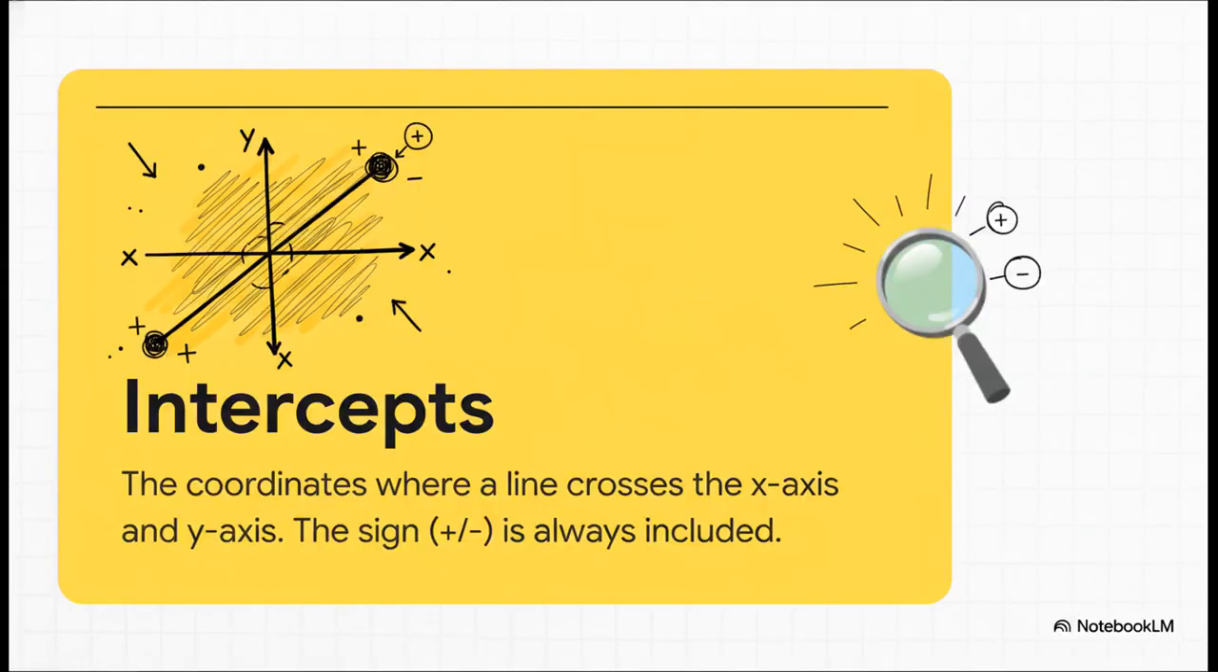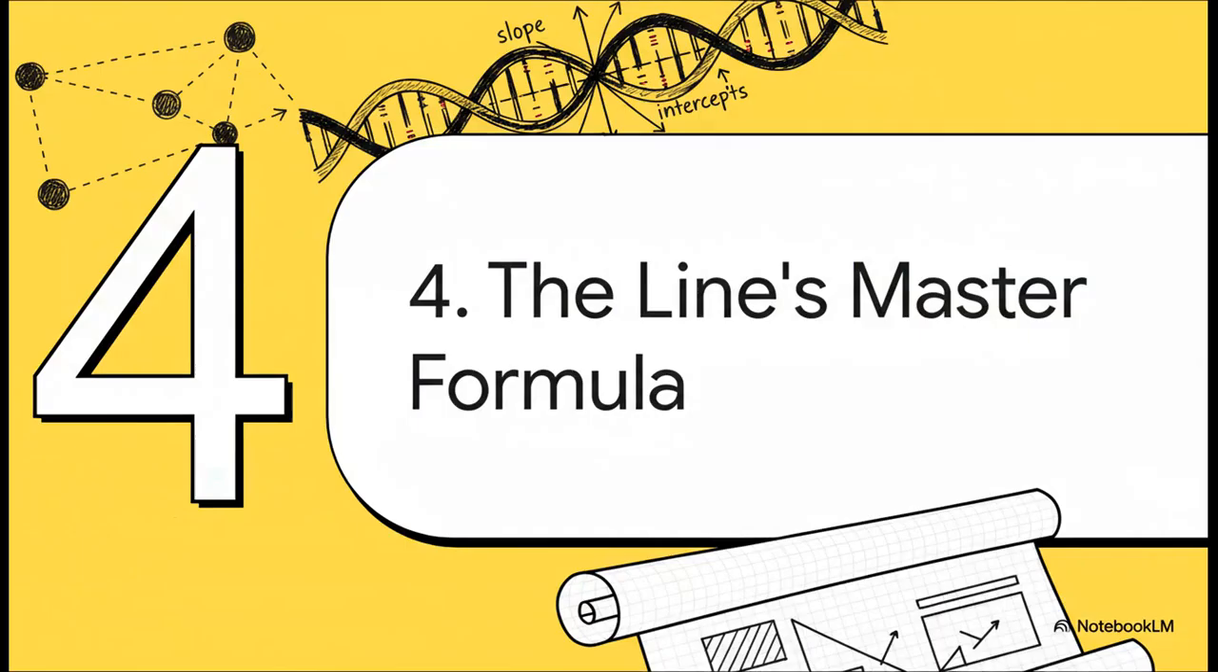Now, the second part of a line's DNA is its intercepts. These are the exact addresses where the line crosses the main horizontal x-axis and the vertical y-axis. All right, this is the moment we've been building up to. We've got the building blocks, the points, and we've got the DNA, the slope and intercepts. Now we're ready to write the master blueprint for any straight line out there.